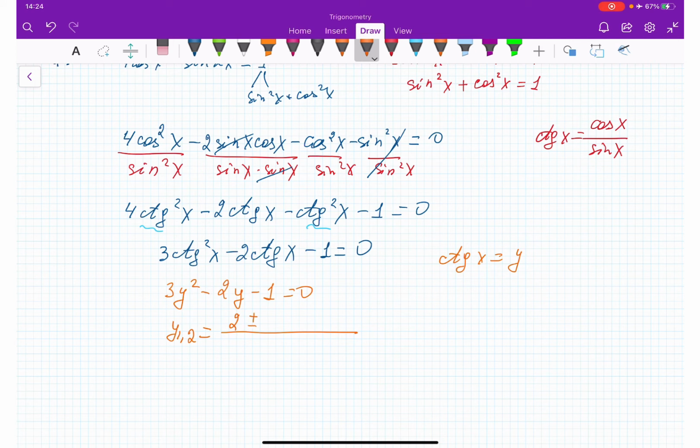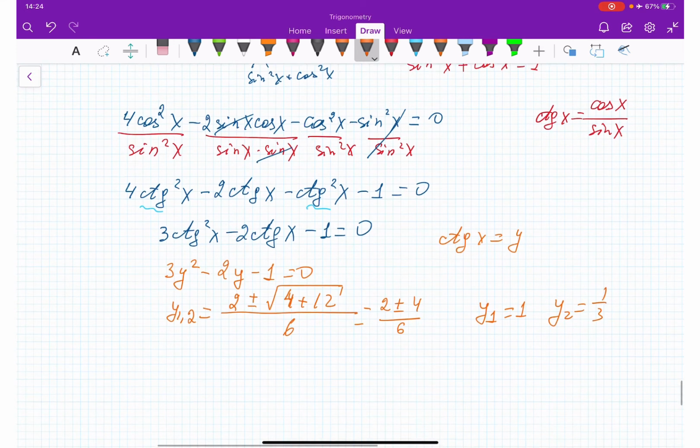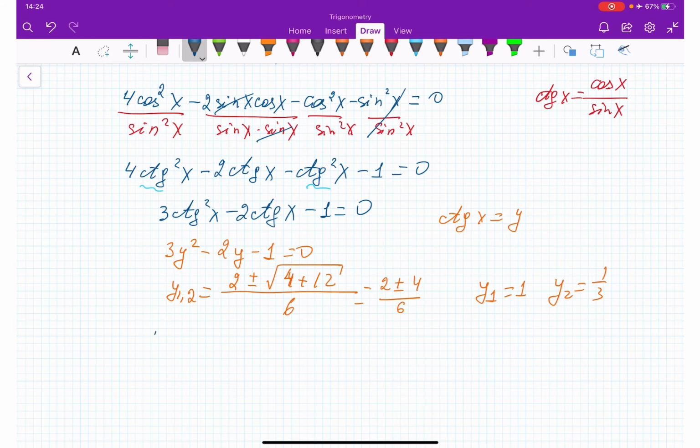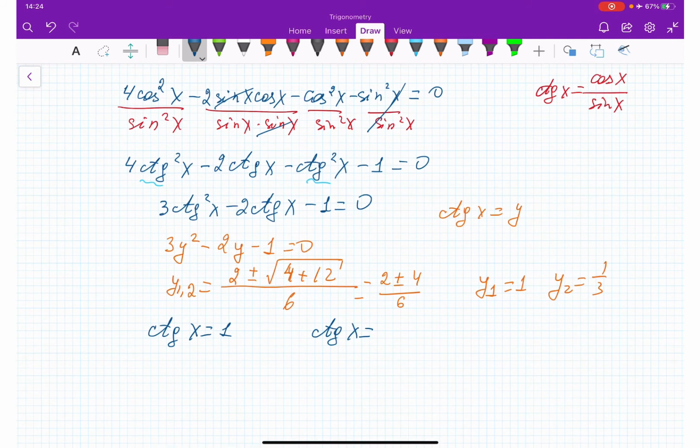So we're using the discriminant. 2 plus minus the square root of 4 plus 12, divided by 6, is equal to plus minus 4 divided by 6, and we have y1 equals 1, y2 equals negative 1/3. Okay, so back to our trig problem. Cotangent x equals 1, cotangent x equals negative 1/3.